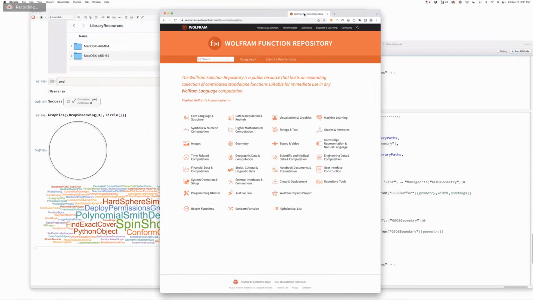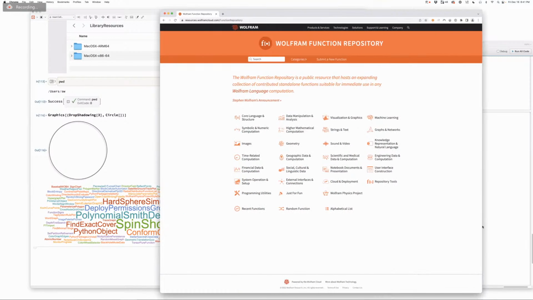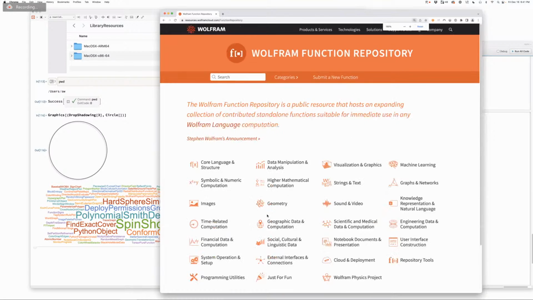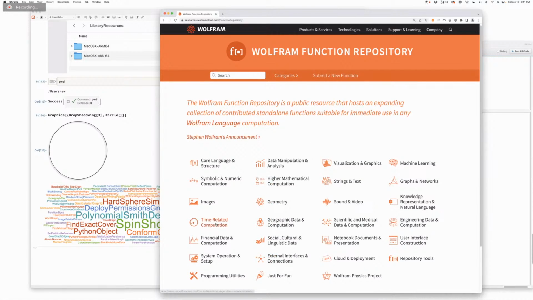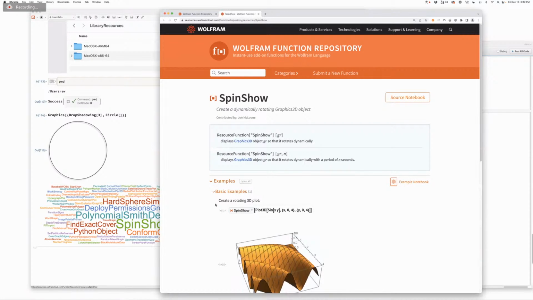And one of the things is the function repository is really going great. And thank you to people who might be on this live stream who've contributed to the function repository. The function repository is just a terrifically useful resource. It's really something that's been made possible by the whole design structure of Wolfram Language, because you can add just one little function here, and look at this, we'll actually go there.